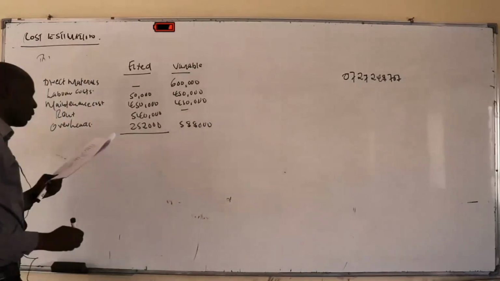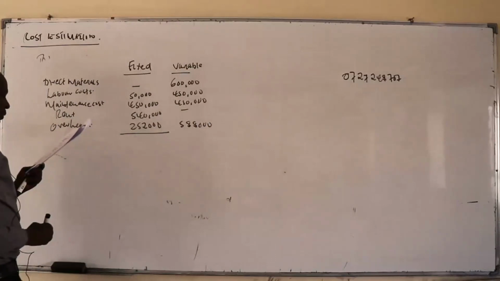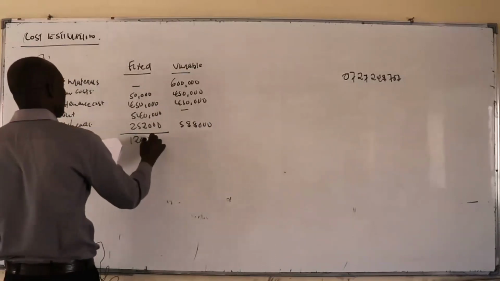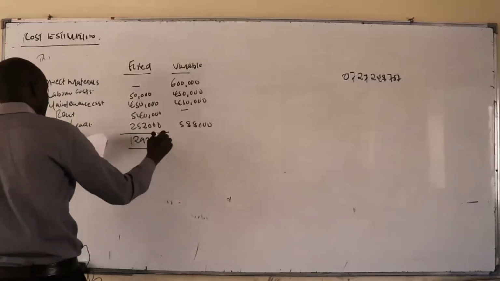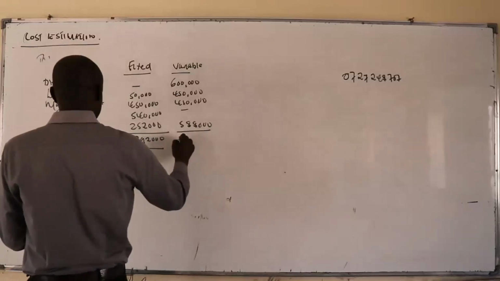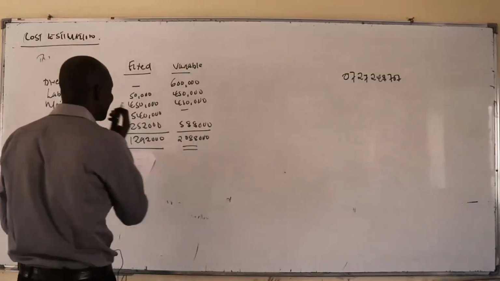So the total fixed cost will be how much? 1,292,000. So this one will be 1,292,000. And this other one is 2,088,000. So this one will be 2,088,000.